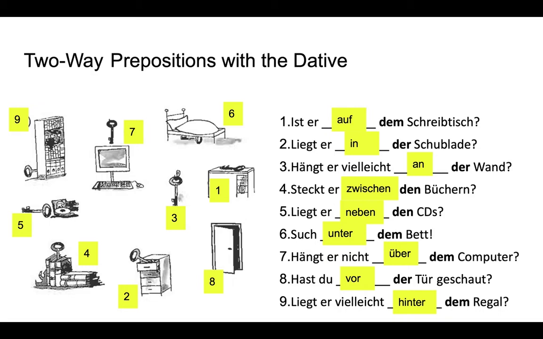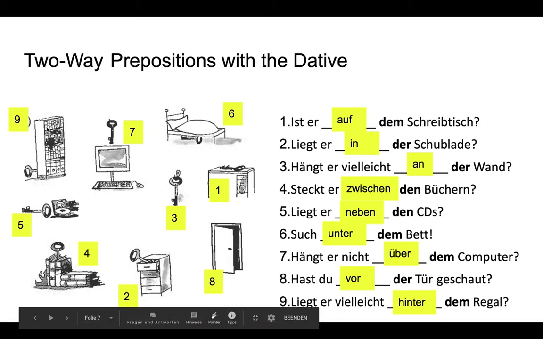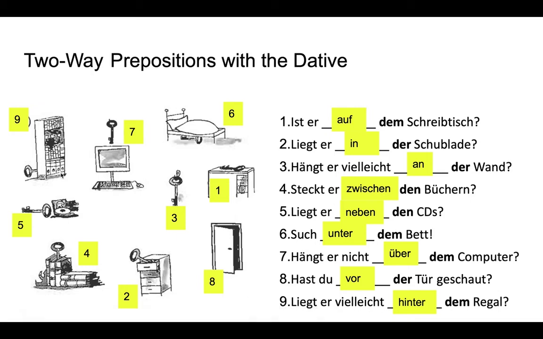Und Nummer 9, liegt vielleicht blank dem Regal? Here's the key behind the bookcase, hinter dem Regal. And you'll notice I put in bold, all of these articles are in the dative case because we're describing where the key is. So it's answering the question, wo.